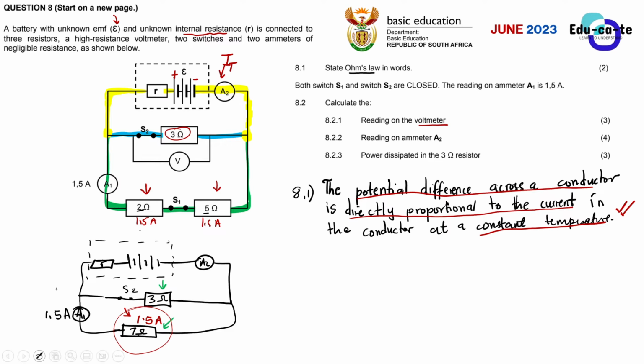The voltage across the 7 ohms resistor will be equal to the voltage across the 3 ohms resistor because these two are parallel to one another. But you cannot say that the voltage through the 2 ohms is equal to the voltage through the 3 ohms. Wrong. Absolutely wrong. So now, how do we calculate the voltage through the 7 ohms resistor?